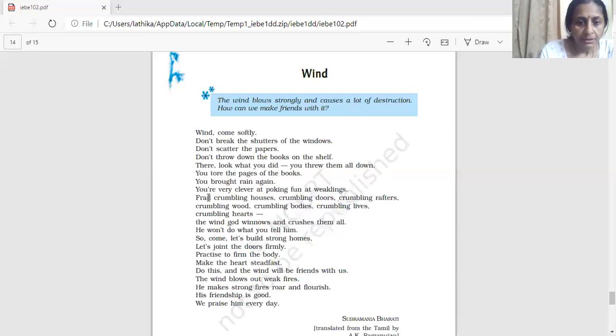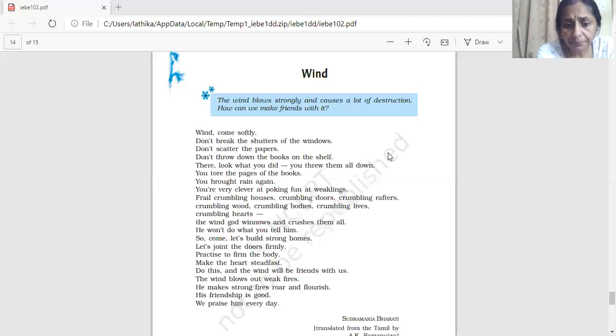I will read the whole poem first and then we will explain line by line. In the first few lines, he's saying, don't do these destructive things. You're breaking the shutters of the windows, scattering the papers, throwing books from the shelf, and everything is in a mess when the wind comes. It is so strong. In those few lines, you can also make out how powerful the wind is.